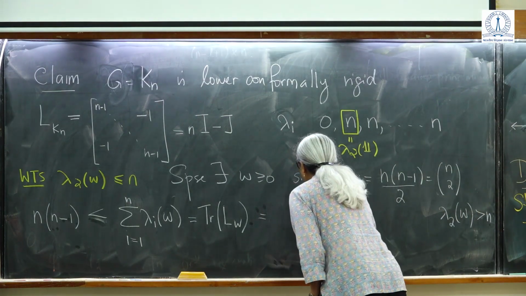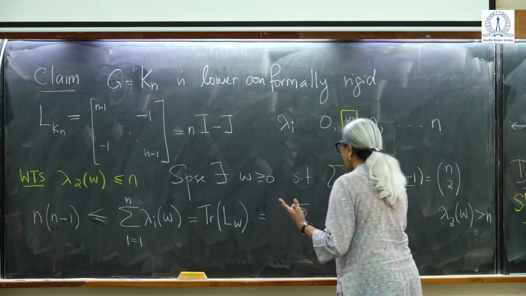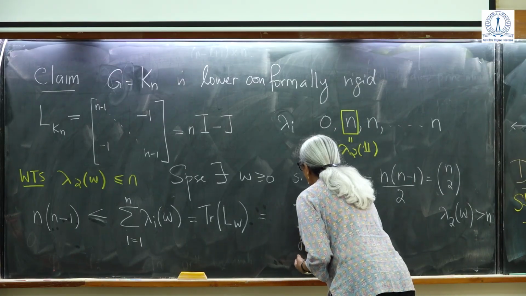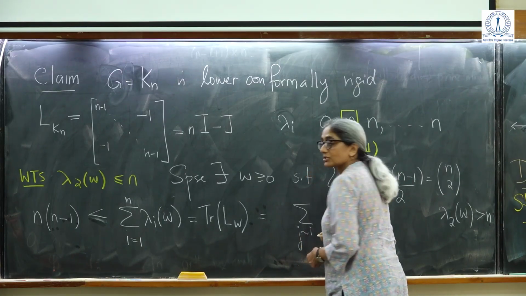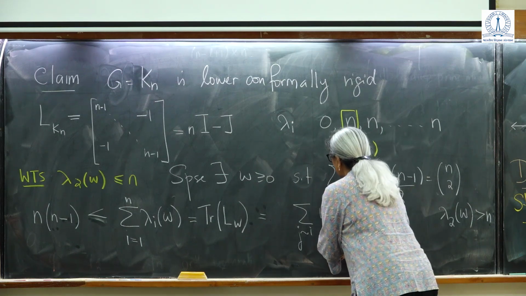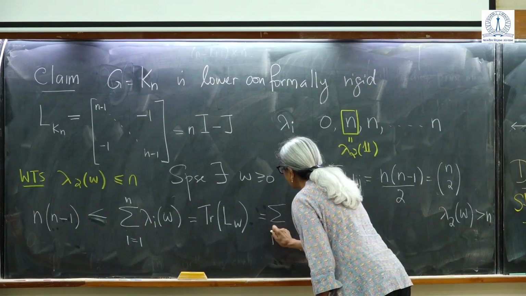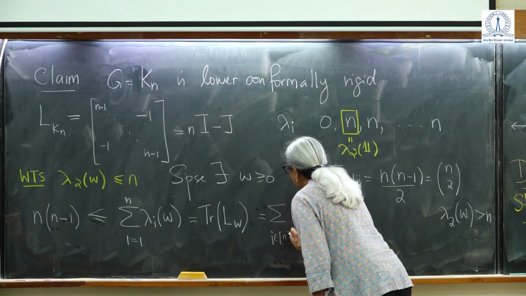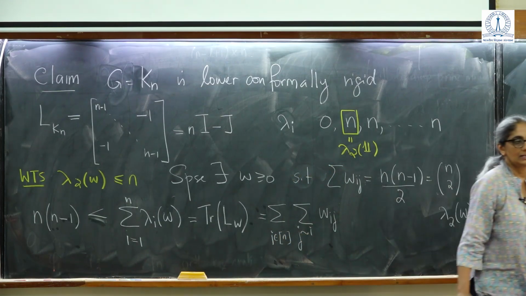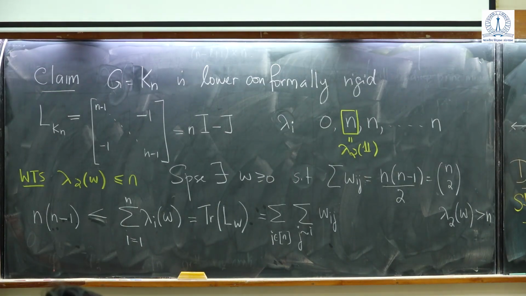Right, so if I pick one particular i, then I have to take all the j's that are adjacent to i, and I have to sum up the weights. But then I have to do this for every i. Do you agree? So I fix an i, add up the weights of all the edges that touch this i. That's the second term. But then I have to do this over all i. That's the trace.